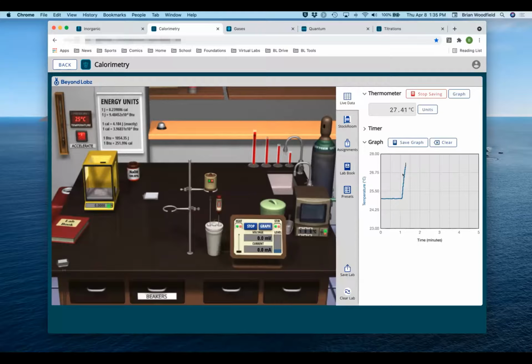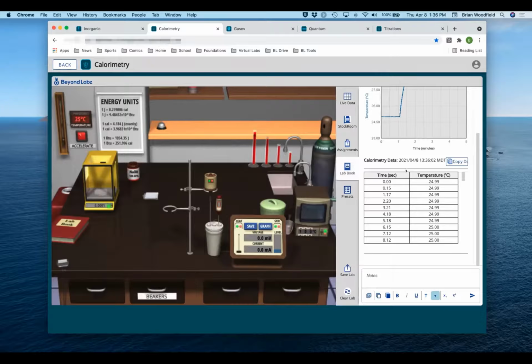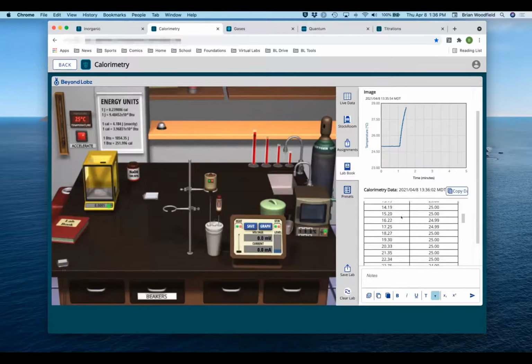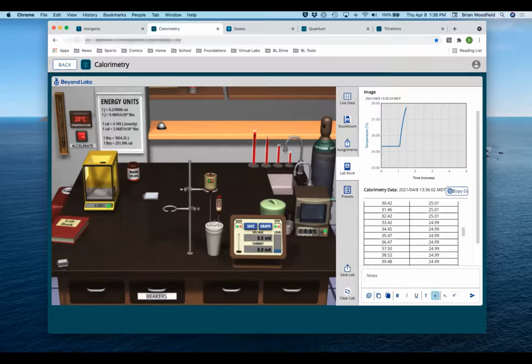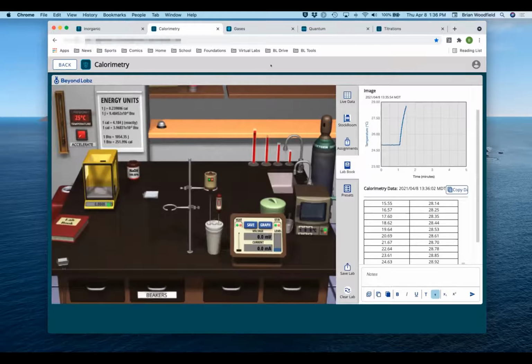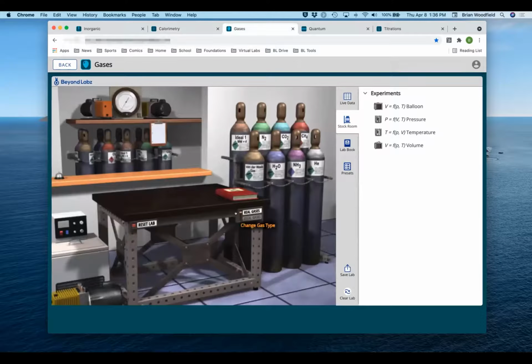So here's the experiment, and I don't want to wait till it's all done, but I can change units and come over here and graph it. I can save my graph to my lab book. Of course I want to go longer, but I'm just going to stop saving in the interest of time. Come over here to my lab book, and there's that graph that I saved. And here's that table of data that I've saved, and they can click over here and copy that data to the buffer so they can analyze it. And again, take notes over here. So this is calorimetry.